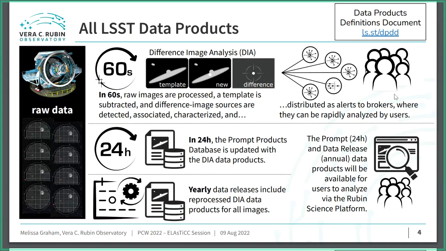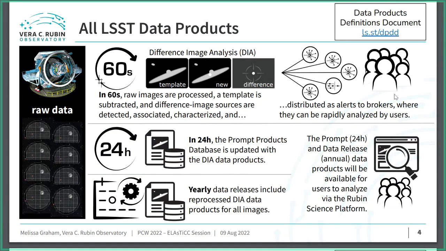And every one of those that we detect with a signal-to-noise ratio greater than 5 triggers an alert. An alert is basically just a little ASCII file or packet, we'll call it, and it's just full of all the information that LSST knows about that thing that it just measured. So it knows coordinates, flux, that kind of thing.